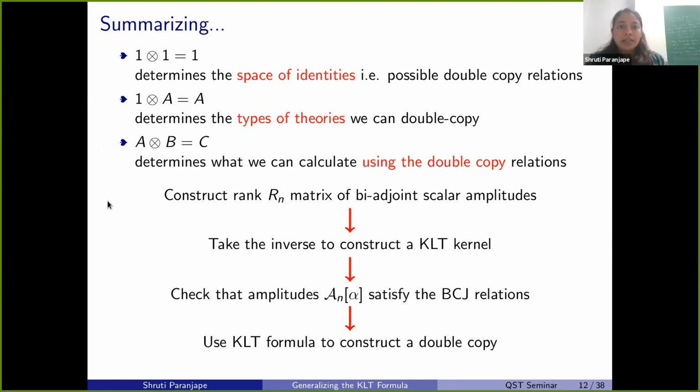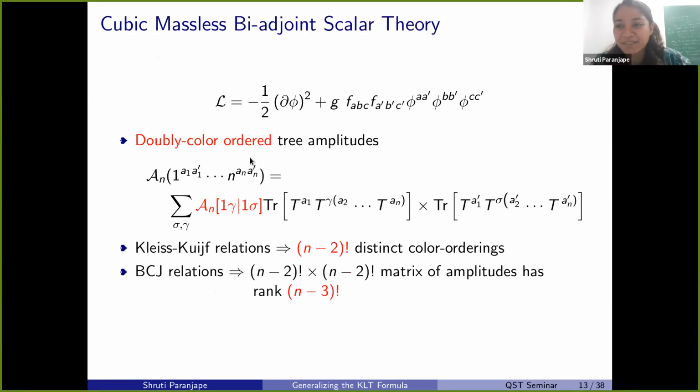Okay, so I think it will help to see an explicit example. This is the usual double copy's identity element. It is a cubic massless biadjoint scalar theory. This is the Lagrangian. I've suppressed the indices over here. And you now have these doubly color-ordered amplitudes, so you have (n-1)! squared of them naively.